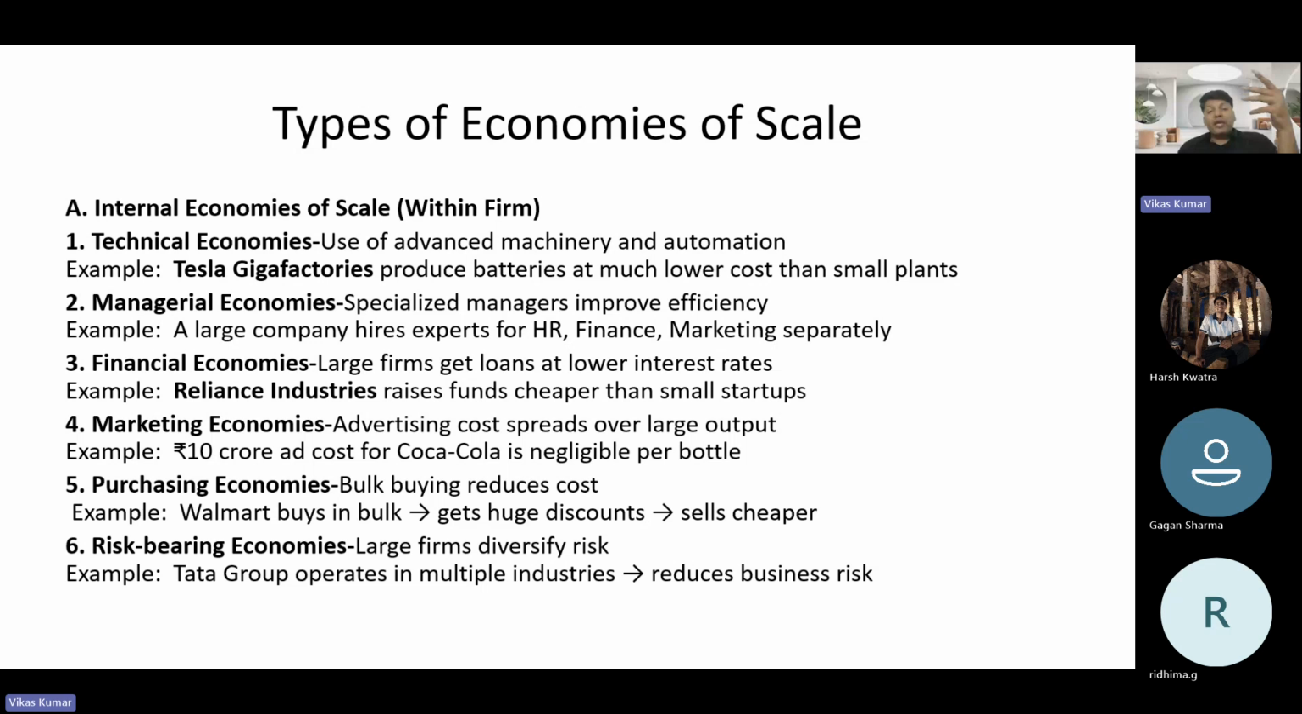Purchasing economies: bulk buying reduces the cost, like Walmart. Walmart is the world's number one company when it comes to bulk buying and huge discounts. In India there are marts like D-Mart, or Super Bazaar, which is again funded by Reliance Industries; Reliance Industries' company is Supermart. They have bulk buying capacity, which eventually reduces the cost. Like Walmart, they offer huge discounts to customers and sell cheaper. Because of that, Walmart is America's number one retail brand.